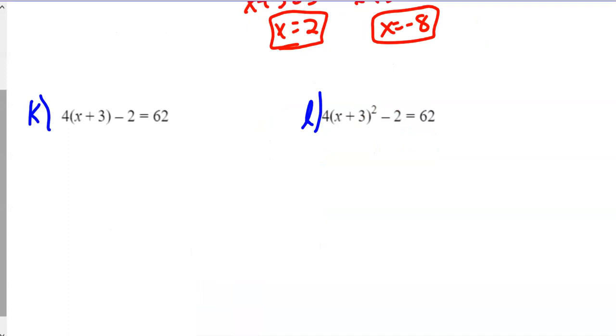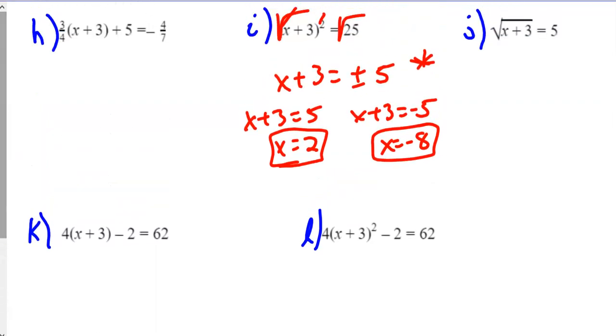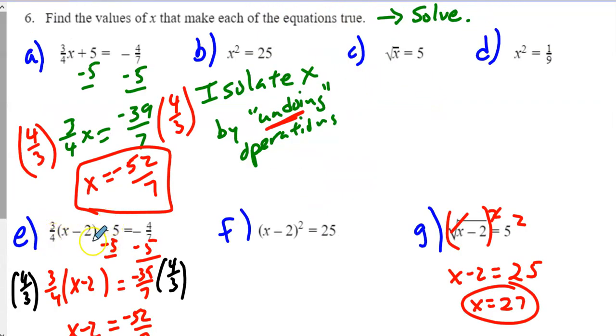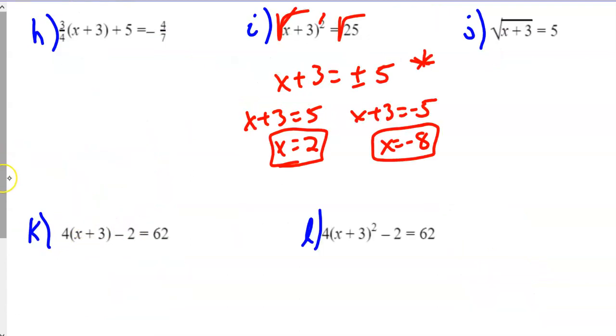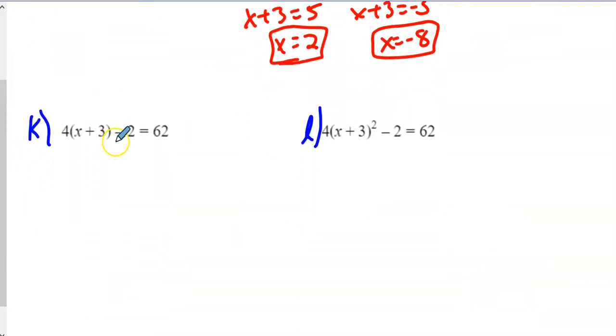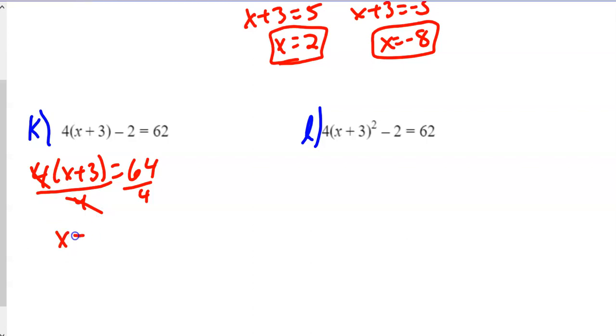All right, next one I want to do is K. I'm going to do this in 2 different ways. One is how I just did the problem E, I undid all those operations outside the parentheses because my variable was in the parentheses. So I'm going to add 2. Then I'm going to divide both sides by 4. So it cancels that 4. And then 64 divided by 4 is 16. And then subtract 3.